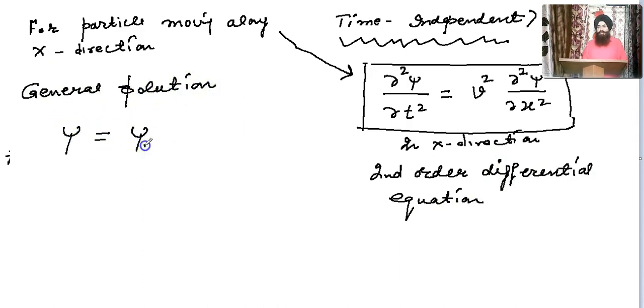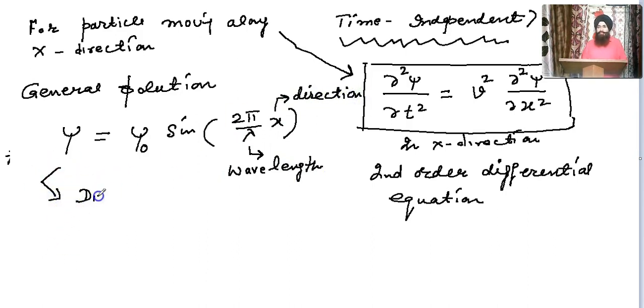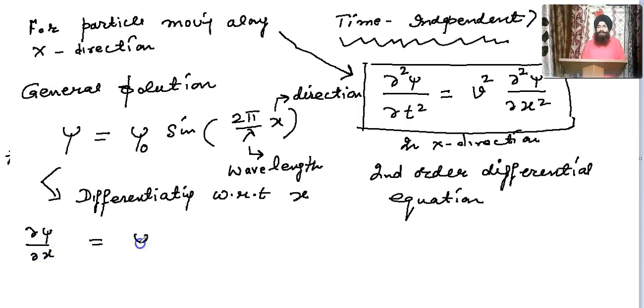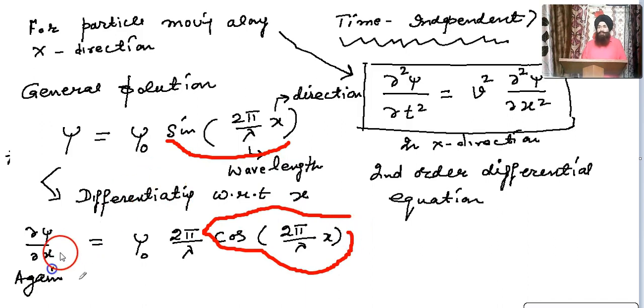Then the general solution of this equation is psi equals psi naught sin(2π/λ · x). So this solution is only position dependent and time independent. Lambda is the wavelength and x is the direction along which the particle is moving. Now differentiating with respect to x on both sides, ∂ψ/∂x becomes ψ0 cos of 2π/λ x. The differentiation of sine becomes cos, and because it is with respect to x, whatever term is attached with x comes in multiplication.